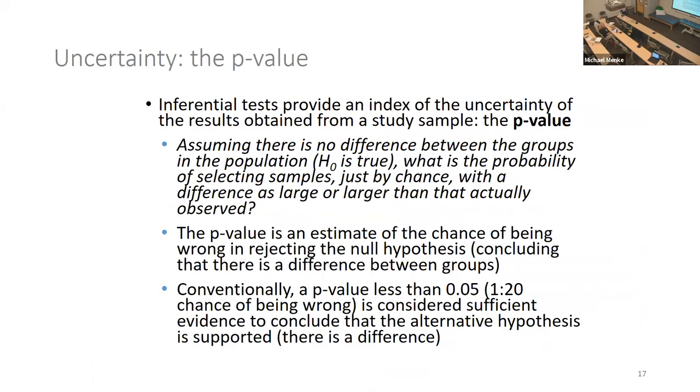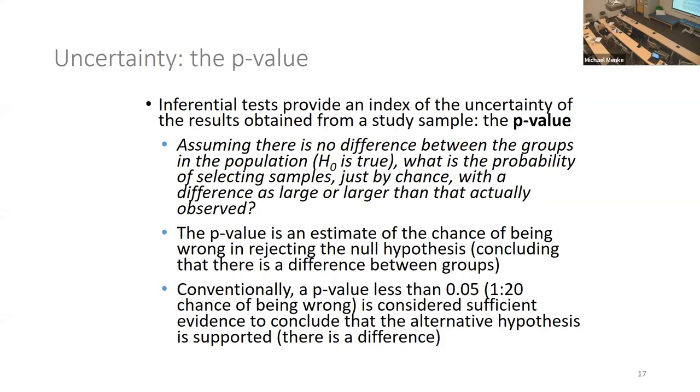Assuming there's no difference between groups in the population, and again, it's the population. We're not interested in the samples anymore because we've made the leap. We've made the leap to inferential statistics. So assuming there's truly no difference between groups in the population, what's the probability of selecting samples just by random happenstance that displayed a difference of 10 pounds or more? It's not going to happen. 5 in 10,000 times it's going to happen.